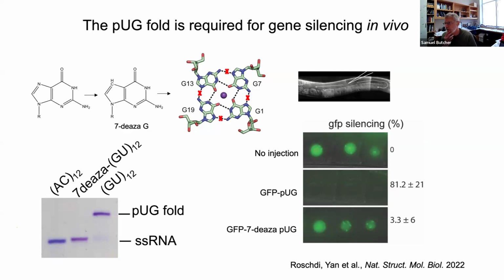And I think this is an important thing because it's really hard to prove a structure in vivo. And I think this is one of the first times that quadruplex has been really shown to be functionally important in a live animal model.